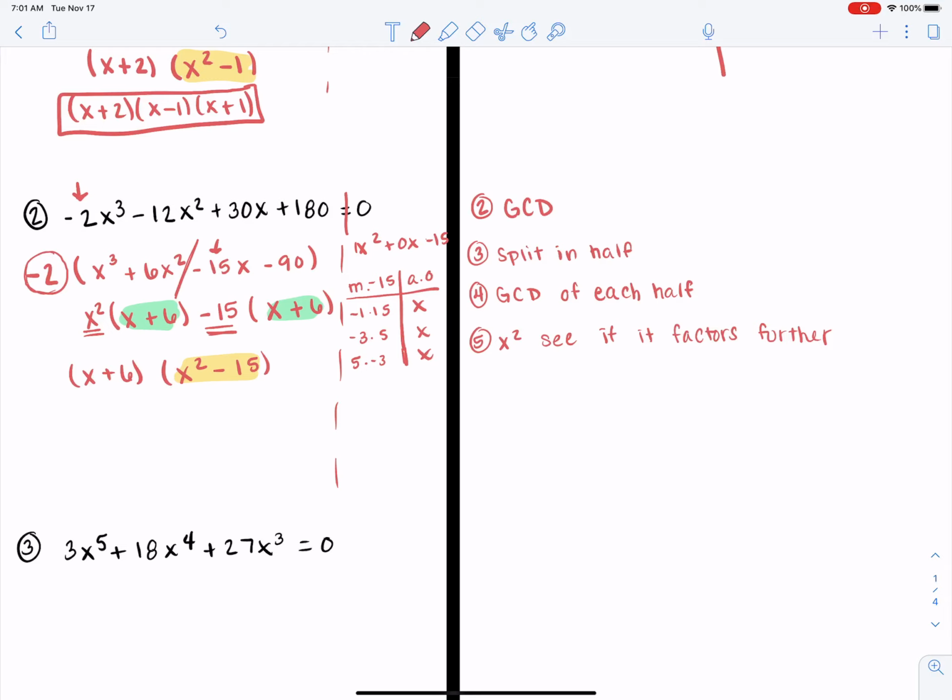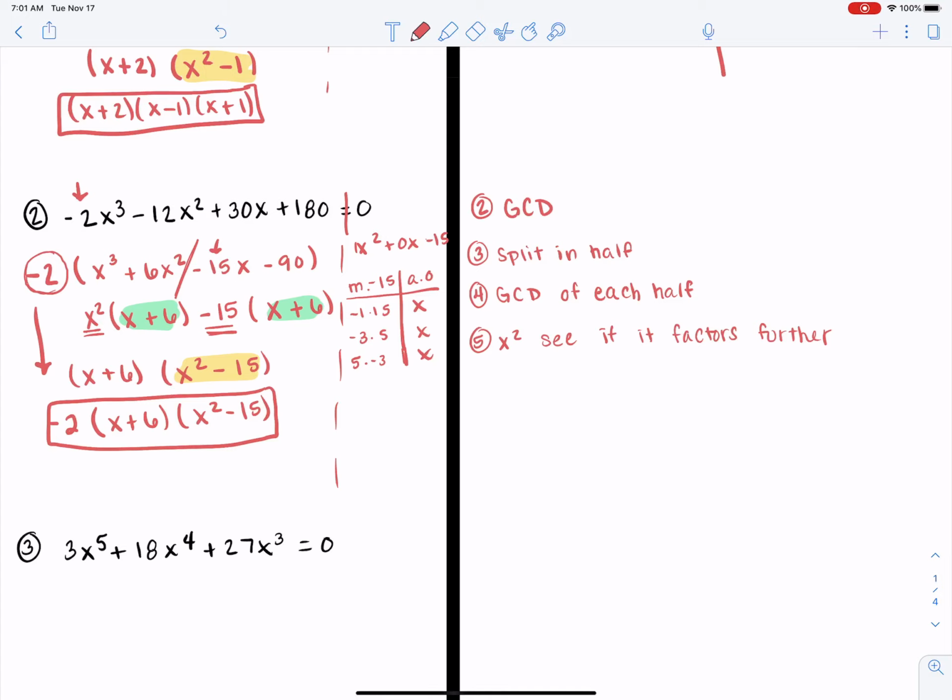So that means that x squared minus 15 cannot be factored further, and you can't go any further than that. So to write the final answer, I need to bring back my negative 2 that I took out at the beginning. Then I have the factor x plus 6, and I have the factor x squared minus 15.